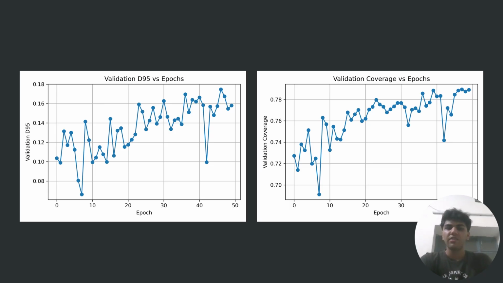Starting with D95, this metric reflects the minimum dose delivered to 95% of the PTV, and over training we can see a gradual upward trend rising from about 0.1 to 0.16 despite some noise.